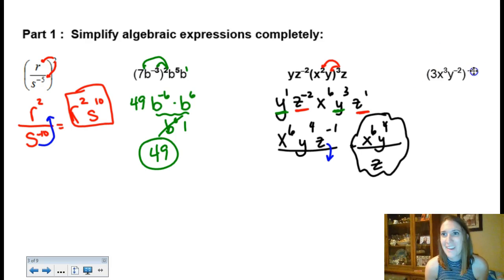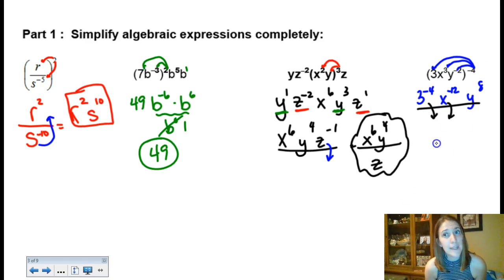That rhymed. All right, so let's take the negative 4 and distribute it to, careful, each base. And there are 3 of them right here. So this becomes 3 to the negative 4, x to the negative 12, and y to the positive 8. Now there's a couple things we should take care of. First thing I notice is these guys need to move, but the y can stay.